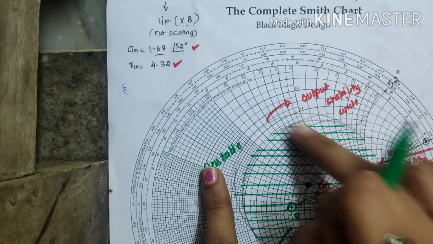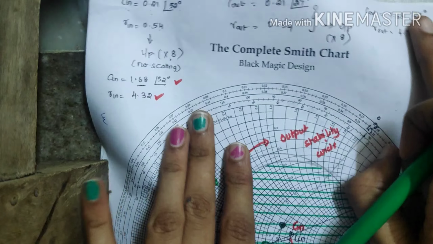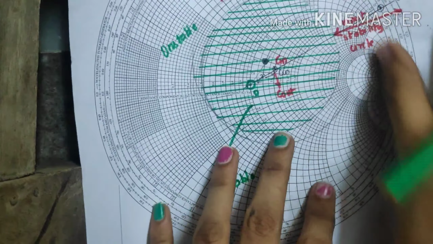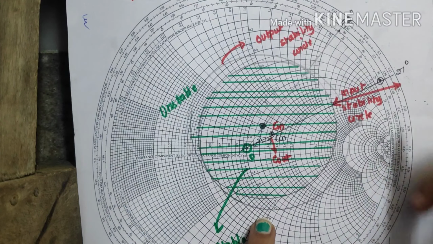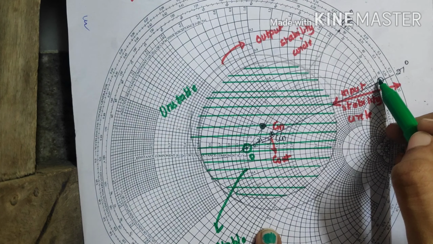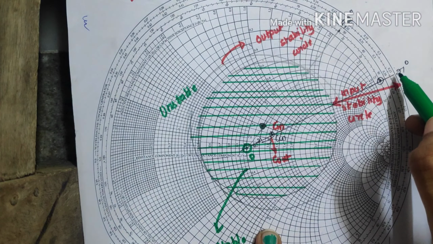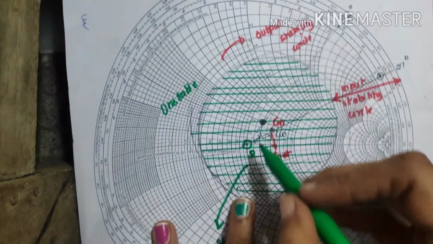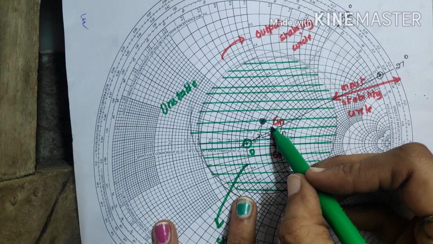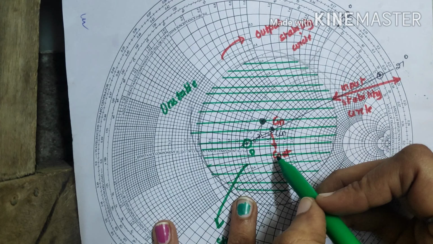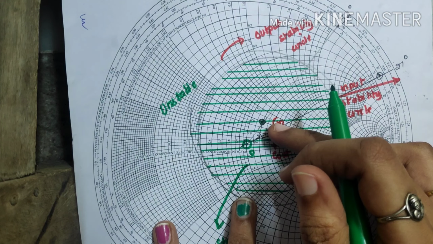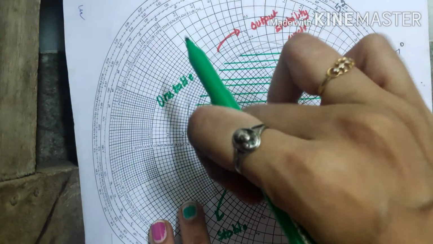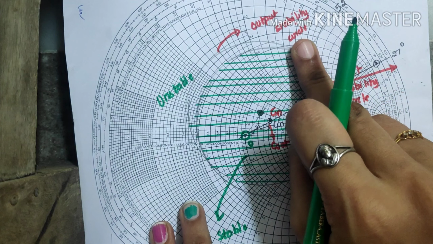Now for the output stability circle, similarly see what is the angle. The angle is 27 degrees. So see where the angle of 27 degrees is. Angle 27 degrees here. So mark 27 degrees. Draw a line from the center. The magnitude is, once again, 1.68. So measure 1.68 and keep a point. That is your C out value. So having the center at C out and 4.32 as a radius, draw another circle that represents your output stability circle.